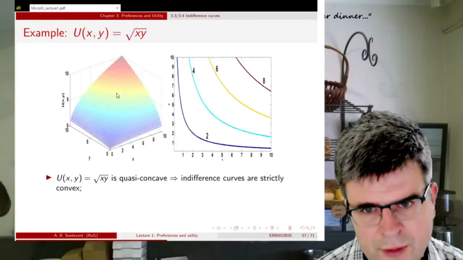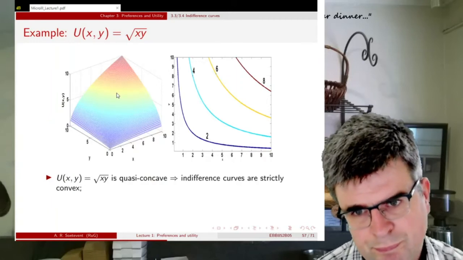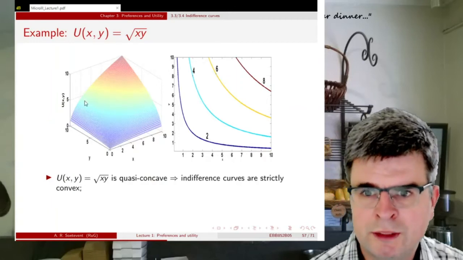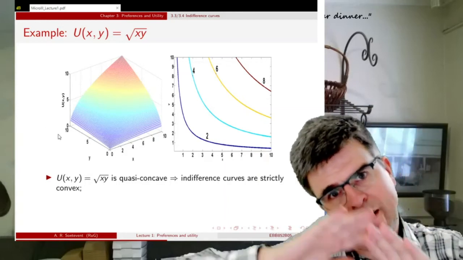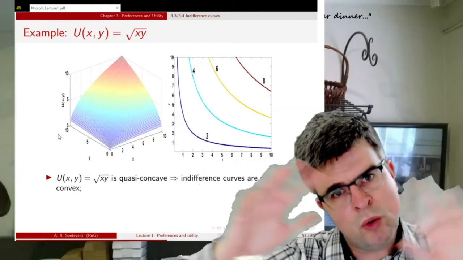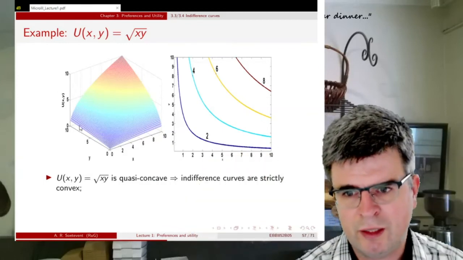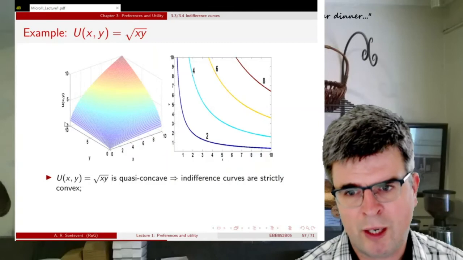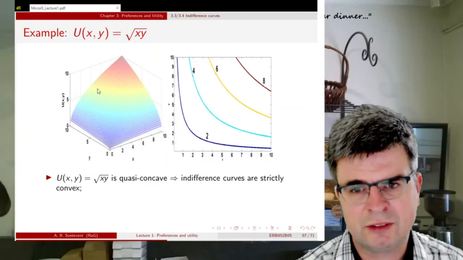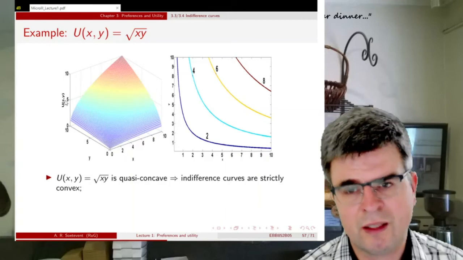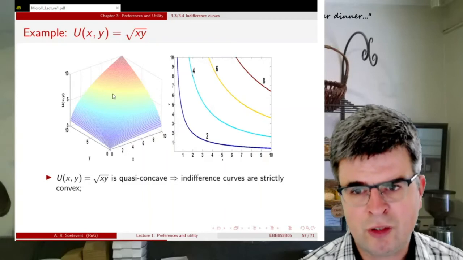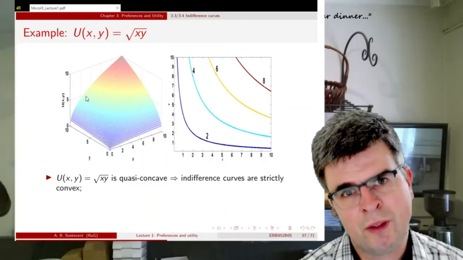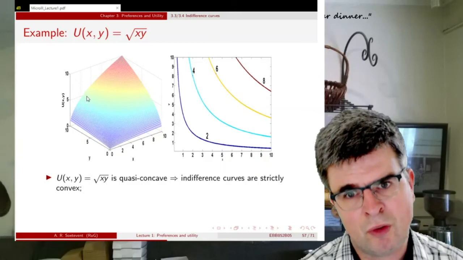Now, what does quasi-concavity mean? Here I give an example of a quasi-concave utility function. So the utility function in three-dimensional space looks like a cone. Here you have the number of units of x and y consumed at the bottom. And then on the z-axis you have the resulting utility level. So we get a three-dimensional picture. And each level is associated with a specific level of utility.